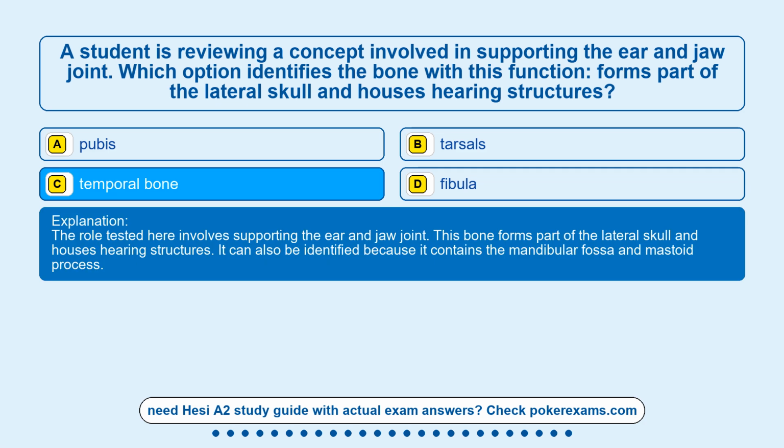The role tested here involves supporting the ear and jaw joint. This bone forms part of the lateral skull and houses hearing structures. It can also be identified because it contains the mandibular fossa and mastoid process.